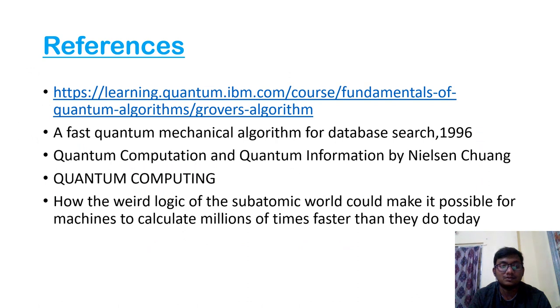These are the references if you want to learn about these things. This first reference is very nice, you can go through it. The Nielsen and Chuang book is also very nice for the explanation of Grover's algorithm. And this one, the first quantum mechanical algorithm for database search, 1996, was the original paper for Grover's algorithm.